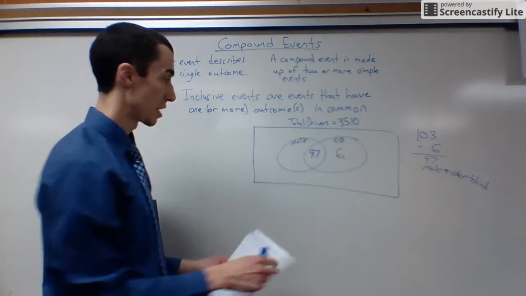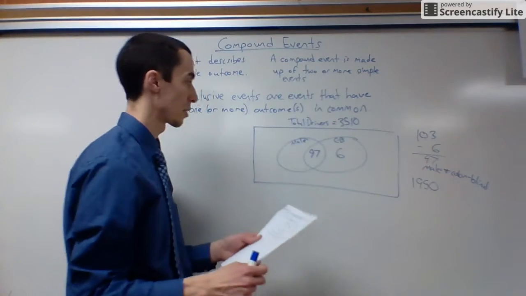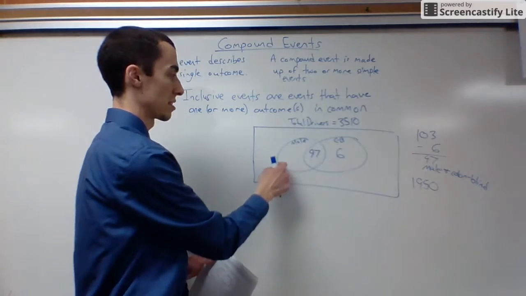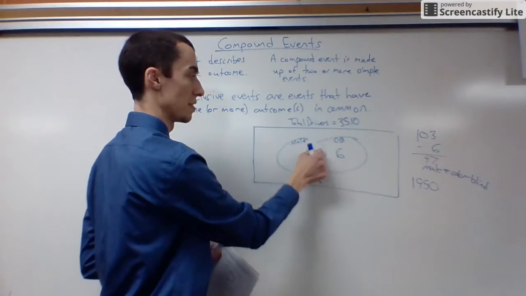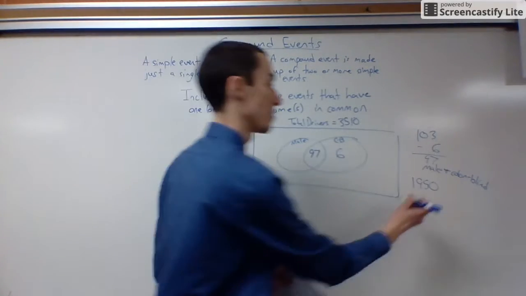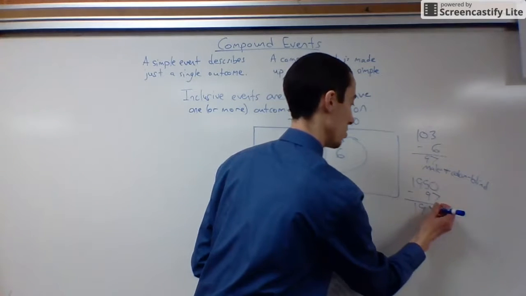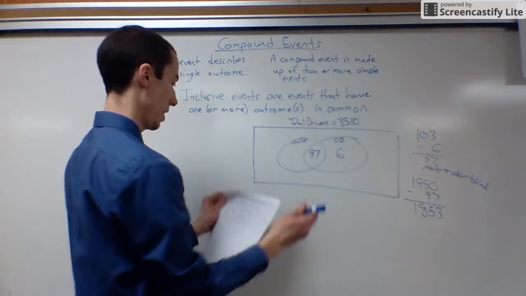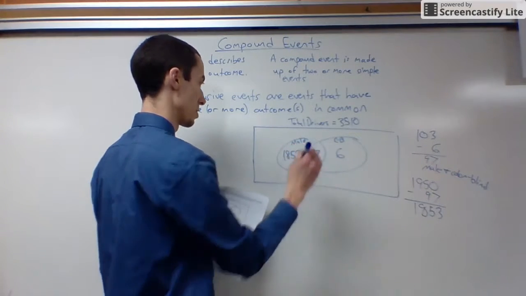Now the problem also tells us that we have 1,950 male drivers surveyed, which means that this whole region needs to equal 1950. If this portion of it equals 97, then the rest of the region would have to be 1,853 people in this region.